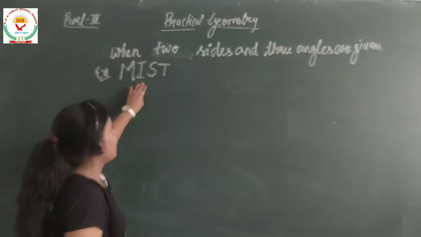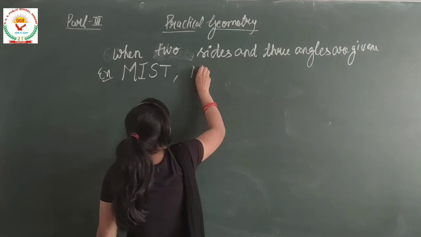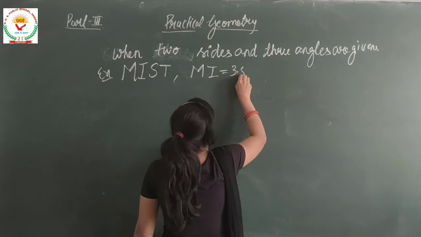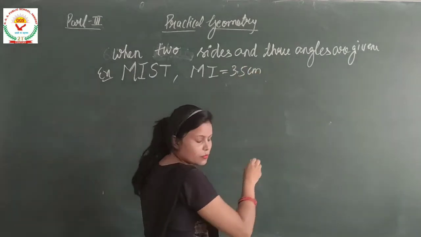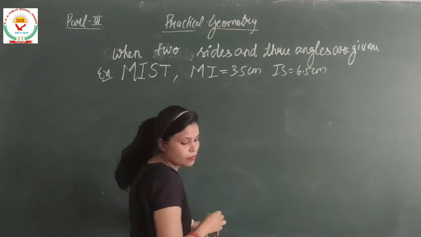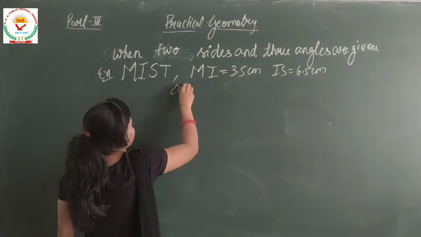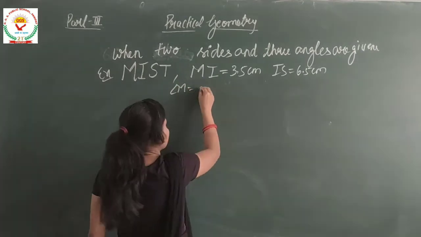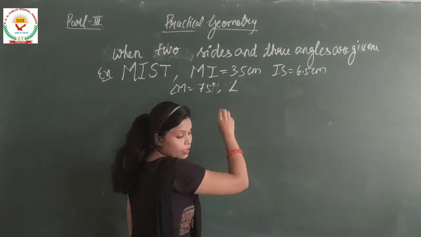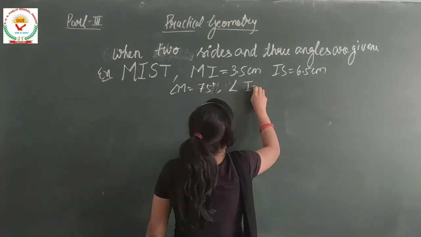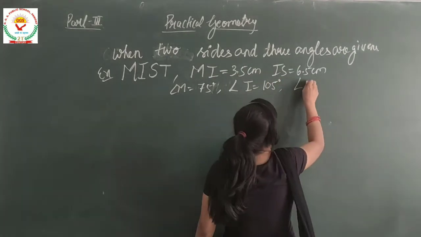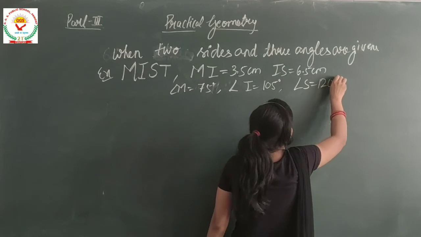a quadrilateral MIST, where MI is equal to 3.5 centimeters, IS is 6.5 centimeters, angle M is equal to 75 degrees, angle I is 105 degrees and angle S is 120 degrees.